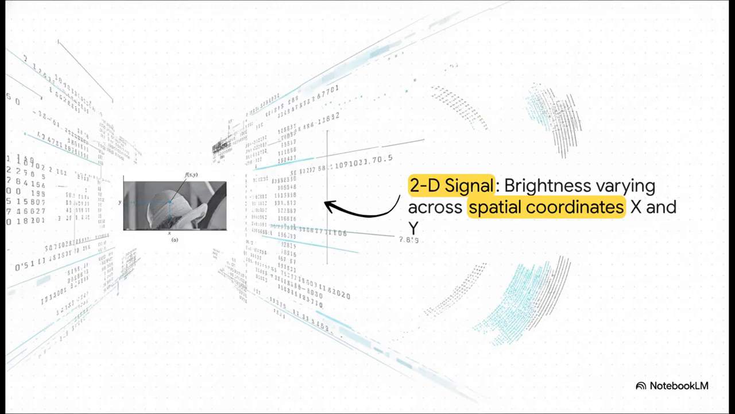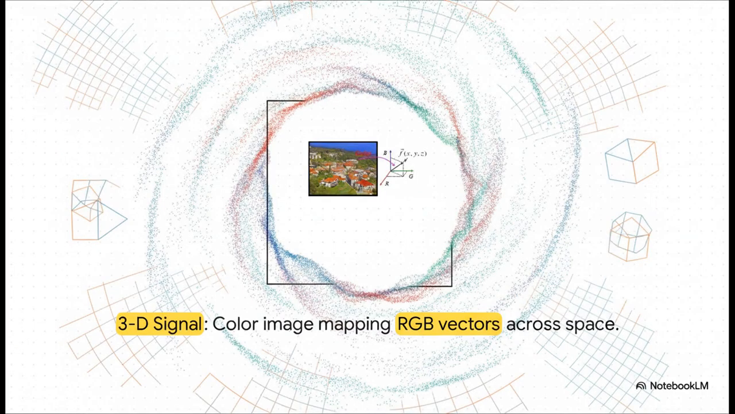Now, stepping up to 2 dimensions, think about a standard black and white photograph. It doesn't track time at all. Instead, it tracks brightness across physical space, using an X and Y axis. By mapping the exact intensity of light at every single coordinate on that grid, we form a complete 2-dimensional image. And we can even scale this whole thing up to 3-dimensional, multi-channel signals. A standard color image maps different channels, specifically red, green, and blue, across physical space to create the vibrant, full-color representations we see on our screens every day.